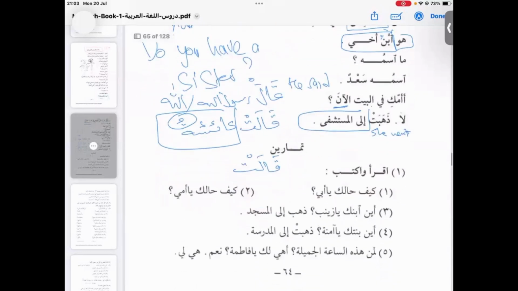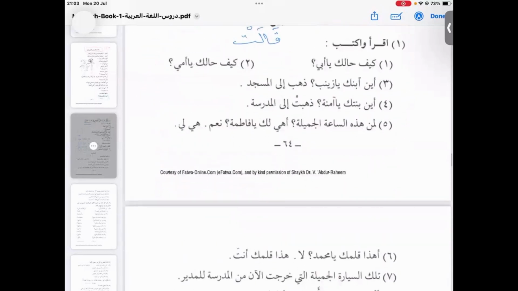Okay, let's quickly do the examples. اقرأ واكتب, read and write. كيف حالك يا أبي? So كيف حالك? How are you? We just translate it as how are you? How are you يا أبي, oh my father? Why am I reading it كيف حالك يا أمي? Why not كيف حالك?